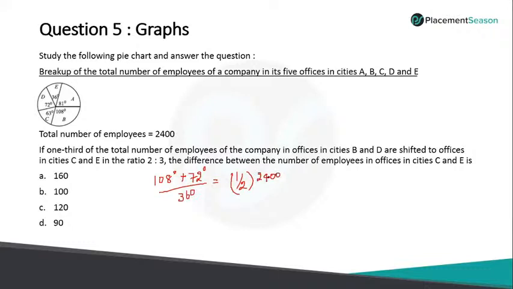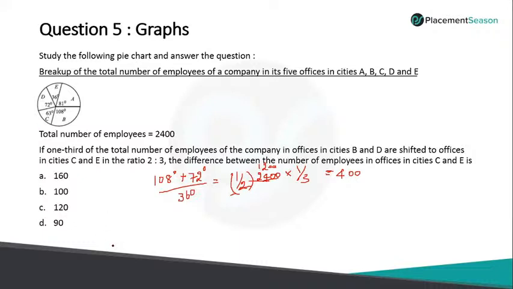What is the total number of employees? 2,400, among which 1/3 is shifted. So into 1 by 3, which will give me 1,200 if I cancel these two. 1,200 and 1,200 by 3, which is nothing but 400. So there are 400 employees shifted to C and E in the ratio 2:3.